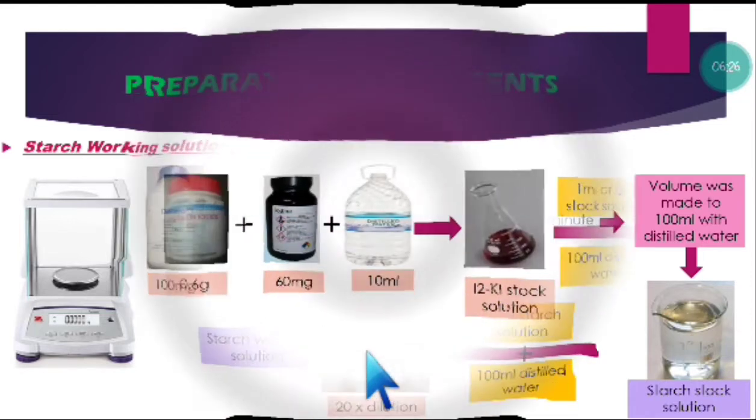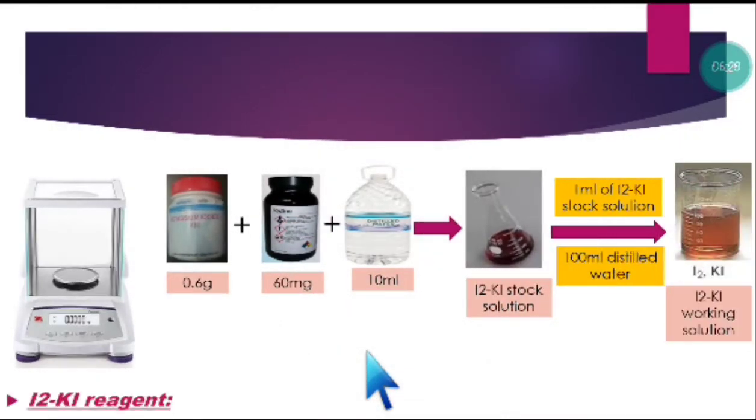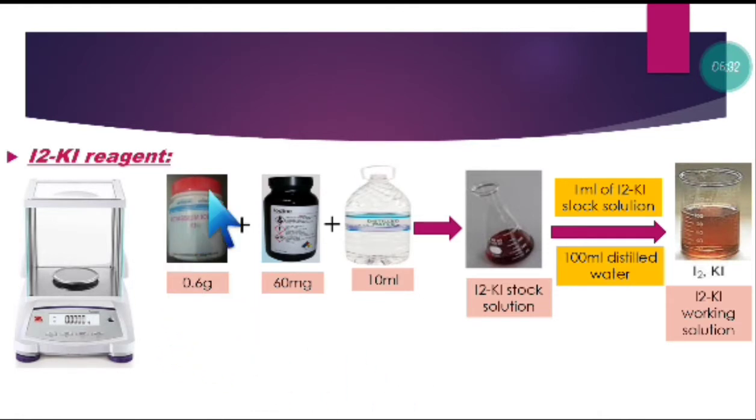And the next reagent that we require is the I2-KI reagent. For this, we need 0.6 gram or 60 milligram of potassium iodide and 60 milligram of iodine in 10 ml of water. That will be the I2-KI stock solution. So this is the stock solution.